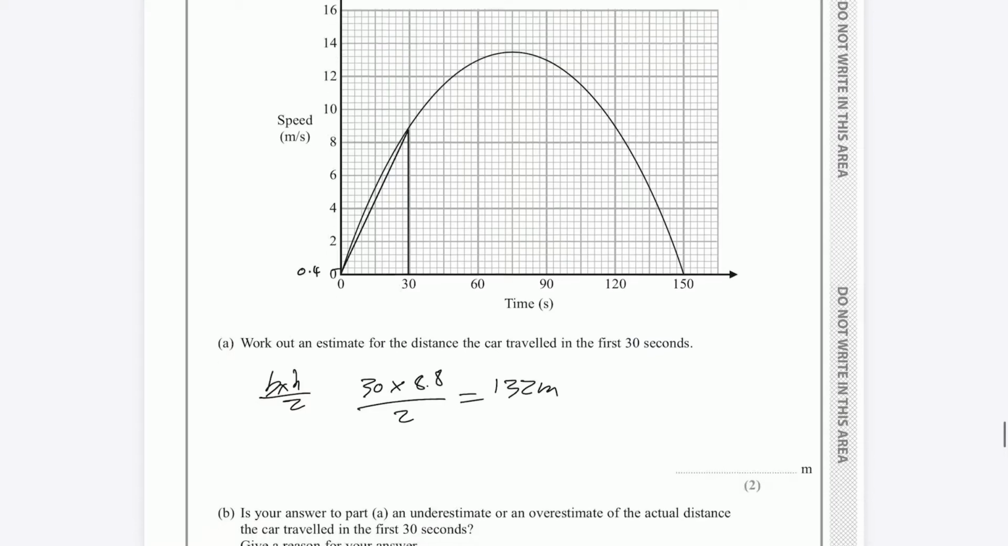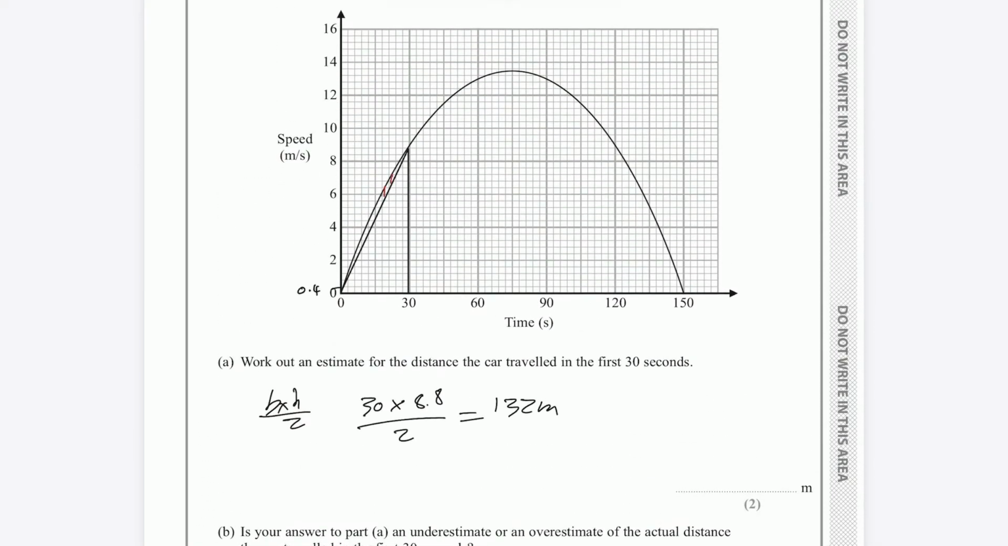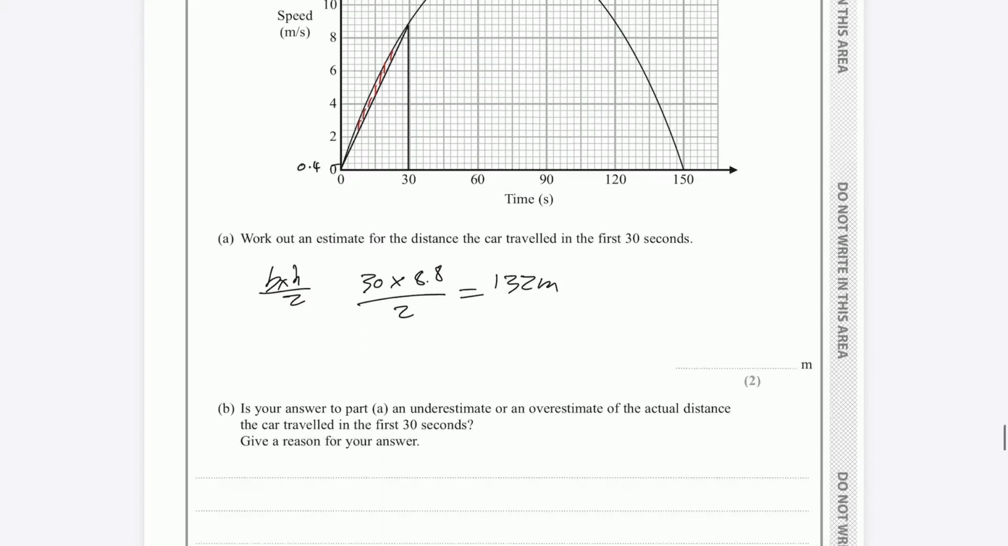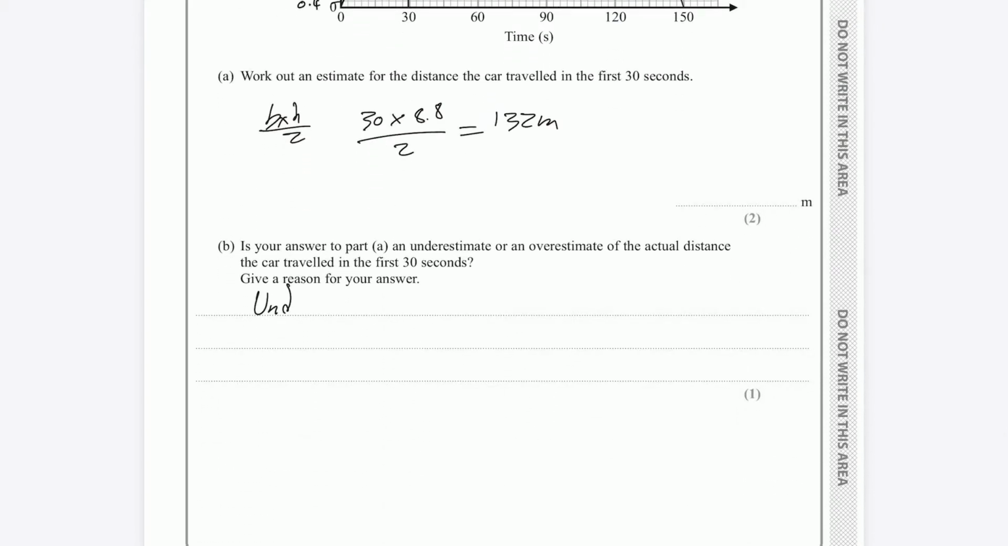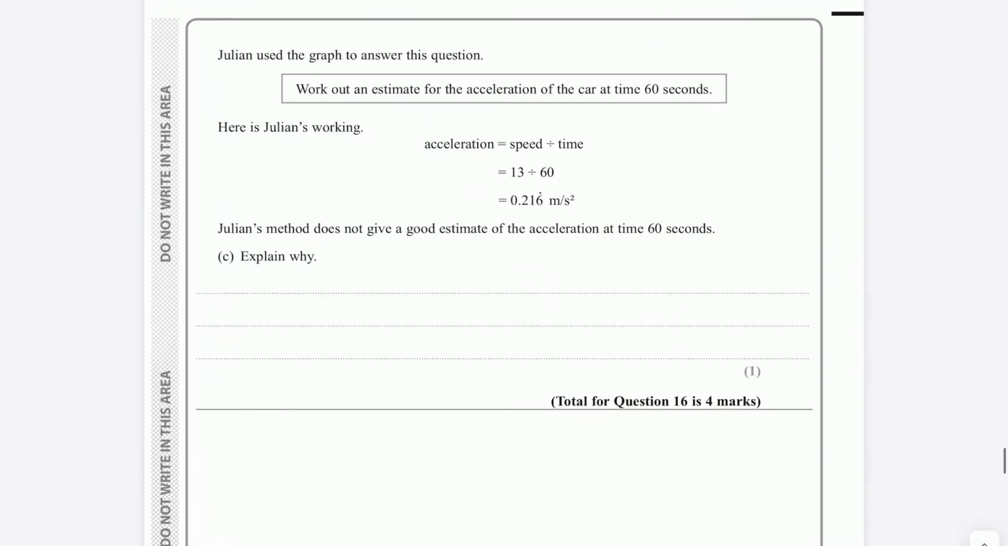So the next question is asking us, is it an overestimate or an underestimate? It's an underestimate because we haven't taken this bit into account. So we are going to write exactly that. We're going to say it's an underestimate, as it does not include the area between the curve and the triangle.